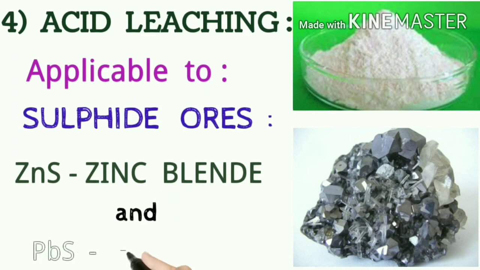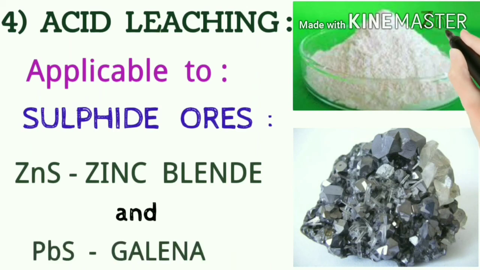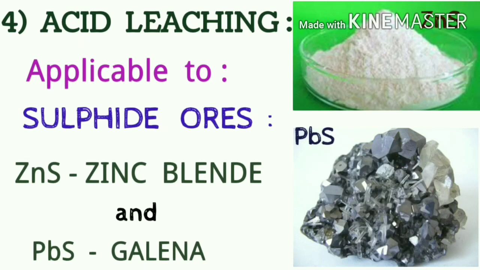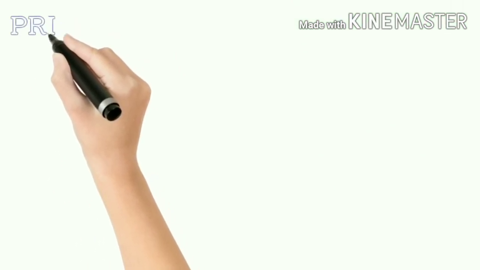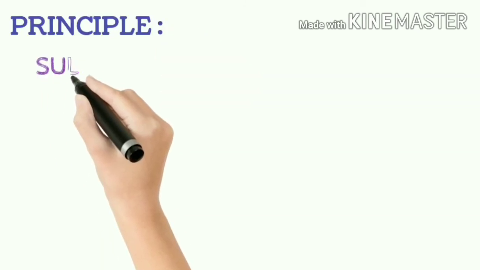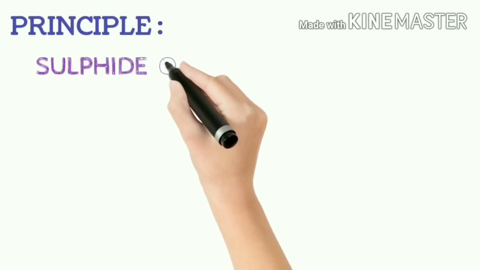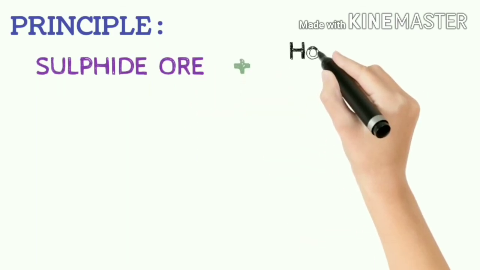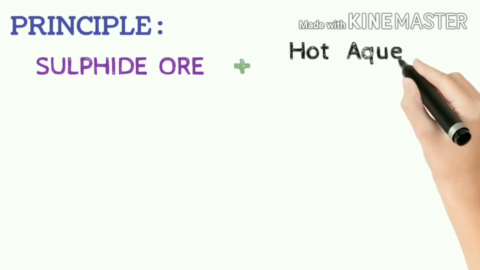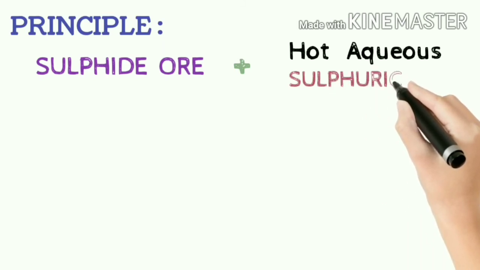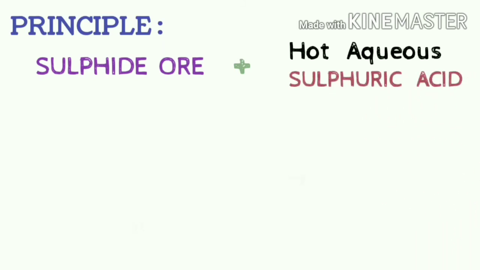Here I am going to take an example of zinc sulfide, named zinc blende, an important ore of zinc. So which is the solvent here? Here the solvent is hot aqueous sulfuric acid. Let's see the principle behind this acid leaching. First we should take the crushed sulfide ore. That should be treated with the hot aqueous sulfuric acid. What will happen? We will get the salt of zinc.